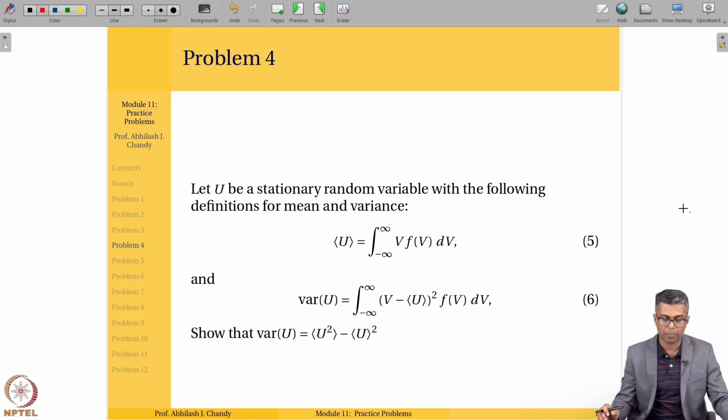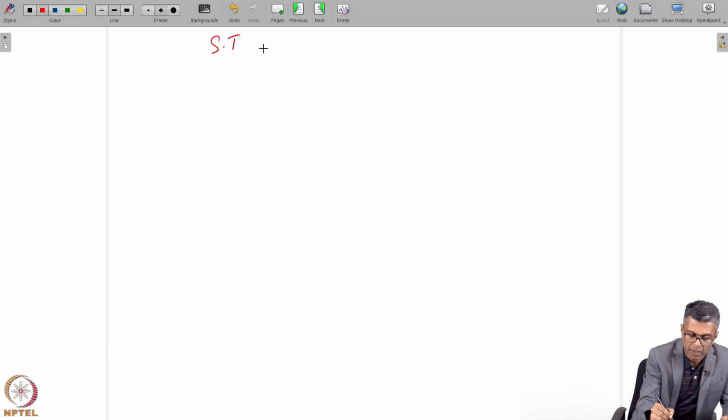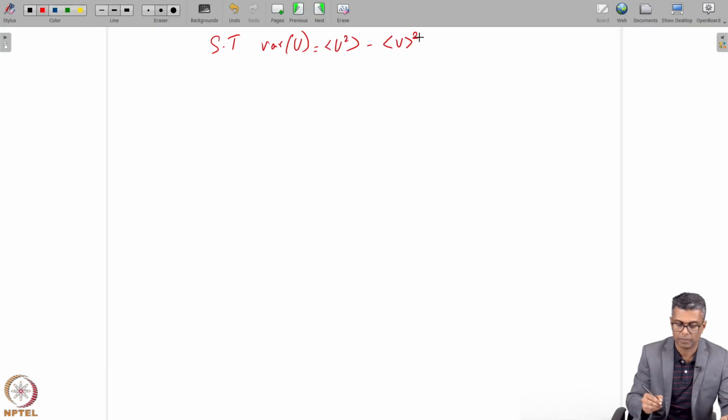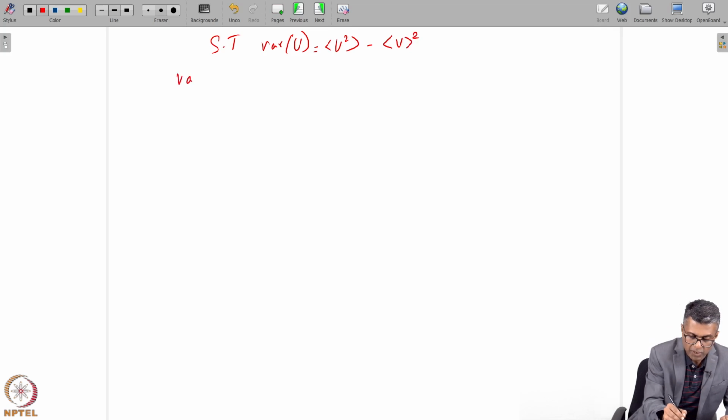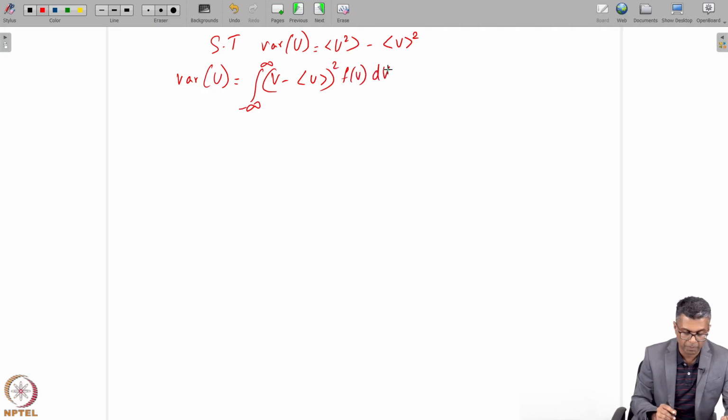This is a standard property of the variance. We just have to prove it here today. So let's see how to work it out. We have to show that the variance of U is U squared mean minus U mean squared. We know our standard definitions for the mean and variance. I will start with the variance of U, which is the integral from minus infinity to infinity of (v minus U mean) squared, that's the definition of the variance, dv.